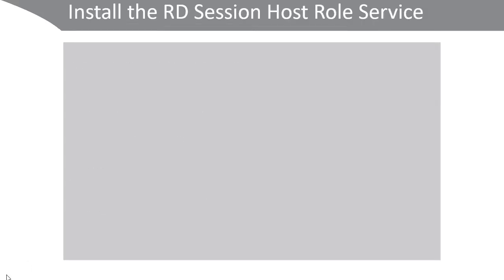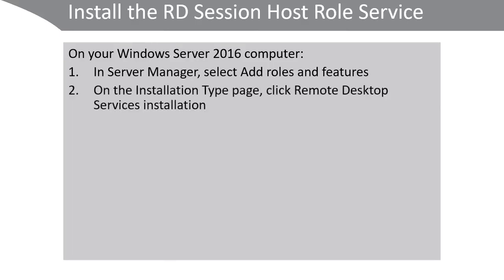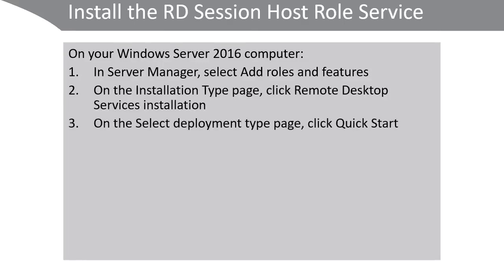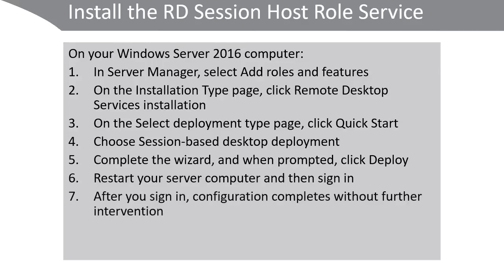The process for installing the RD Session Host role service is fairly straightforward. On your Windows Server 2016 server computer, in Server Manager, select Add Roles and Features. On the Installation Type page, click Remote Desktop Services Installation. On the Select Deployment Type page, click Quick Start. Choose Session-Based Desktop Deployment. Complete the wizard, and when prompted, click Deploy. Restart your server computer and then sign in. Once you've signed in, configuration completes without further intervention.